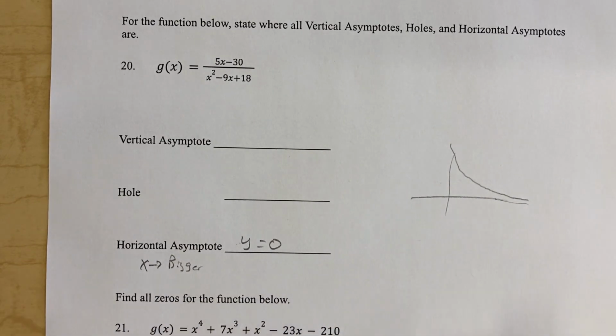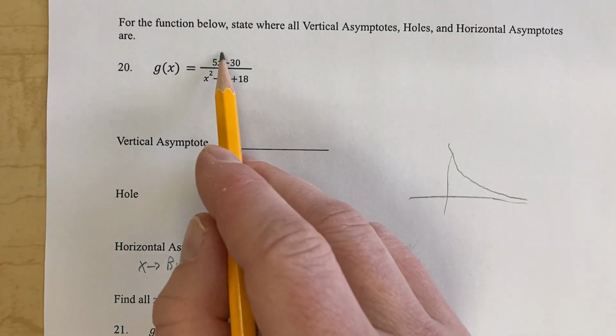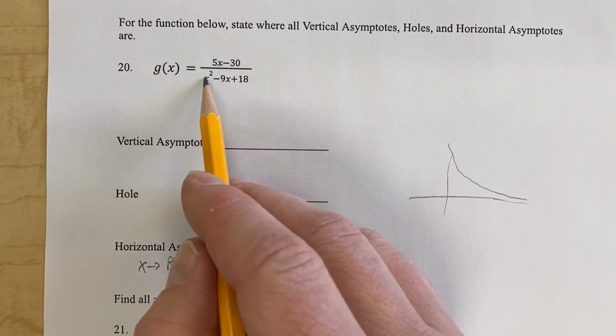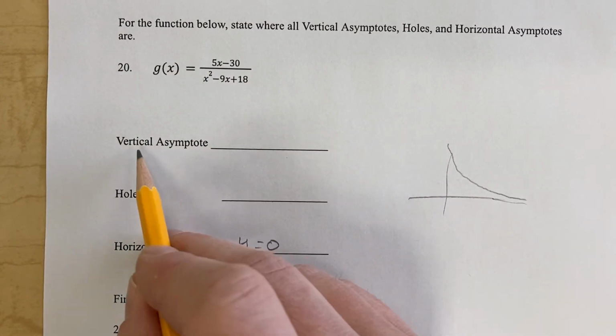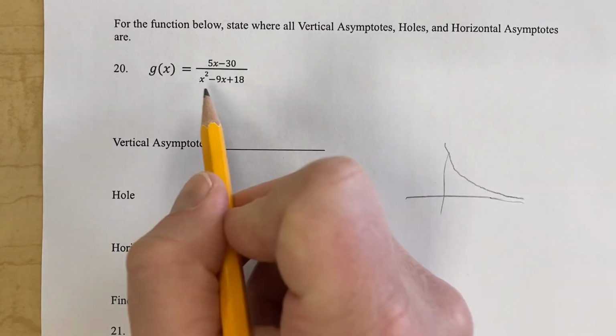What happens when x gets super, super big? If that had been an x squared, then we would have done the ratio 5/1, and that would have been 5 then. As far as our vertical asymptotes go, well, we're going to factor this.